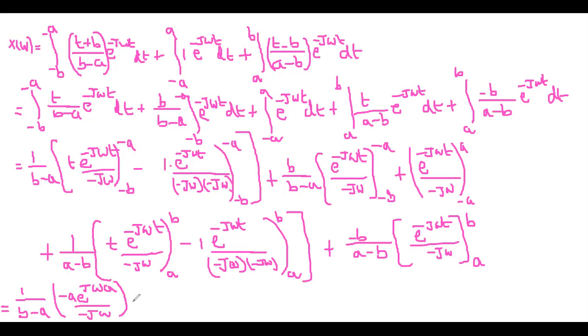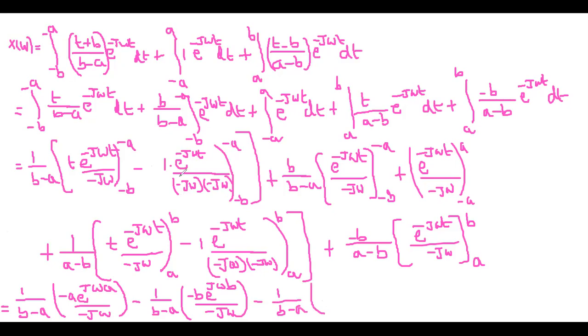For the lower limit, here it is a minus, I am taking 1 by b minus a again, 1 by b minus a for the second term. Now substitute minus b as t, e power, here minus into minus is a plus, j omega b, whole divided by minus j omega. Okay, my dear students, here itself we will get the two terms, minus, and this 1 by b minus a is also multiplied for this function. Okay, minus 1 by b minus a.